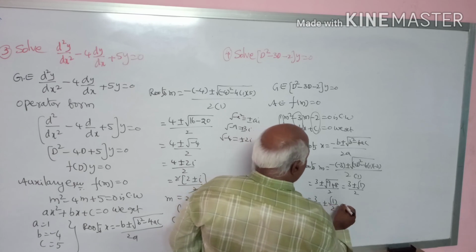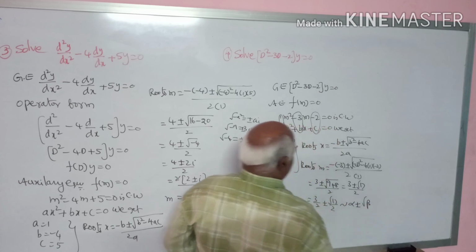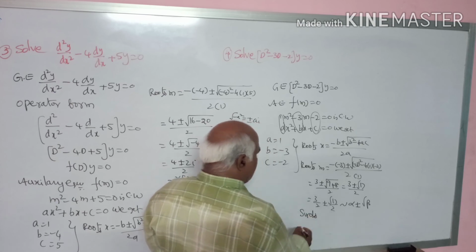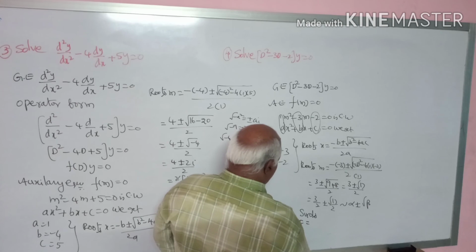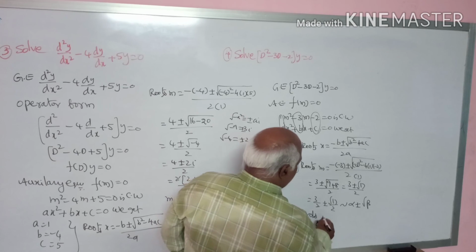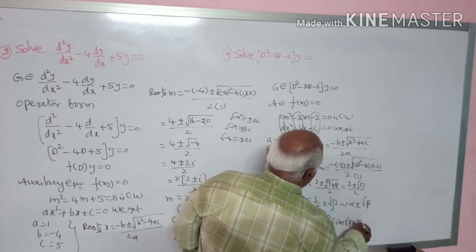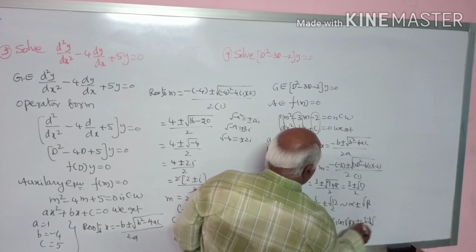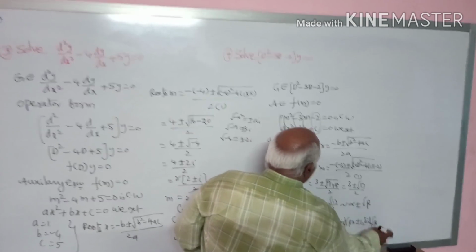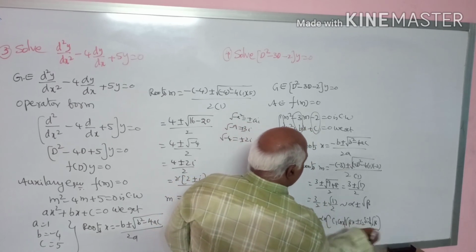It is in the form of a surd, that is alpha plus or minus root beta form. These roots are called surds. What is the complementary function for surds? Solution y is equal to CF, that is equal to e to the power of alpha x into (c1 cos root beta x plus or minus c2 sin h root beta x). For surds, the complementary function is hyperbolic. Therefore c1 cosh root beta x plus or minus c2 sinh root beta x.